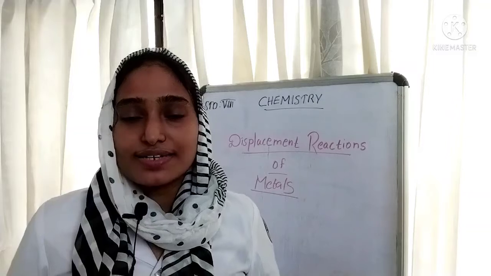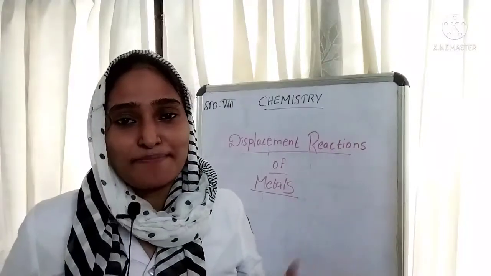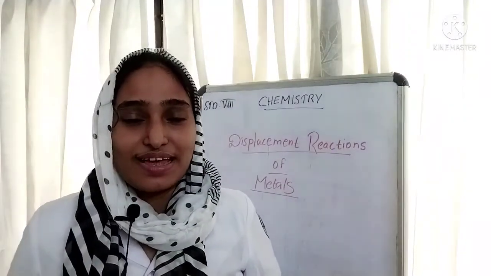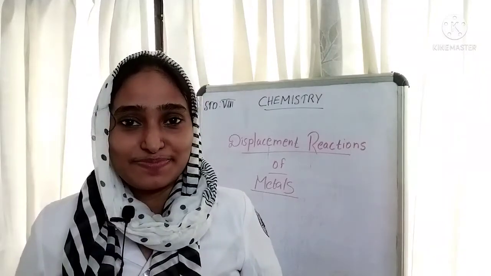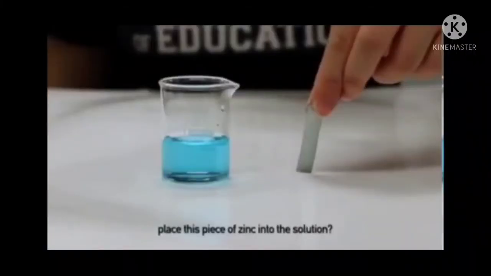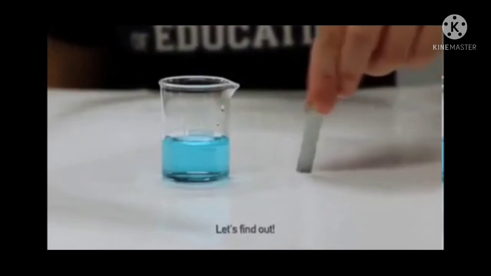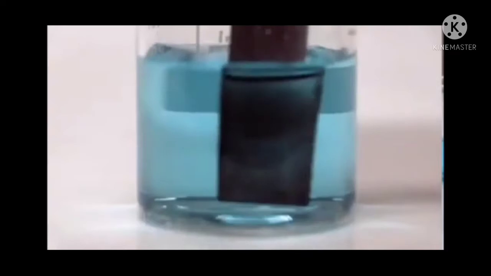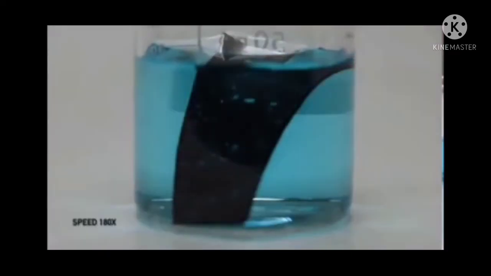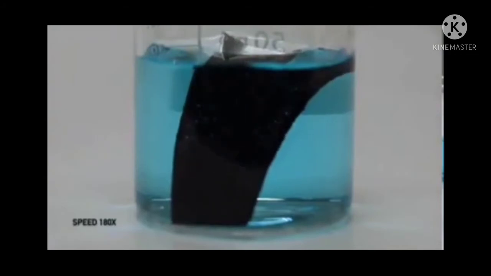Moving on to the displacement reactions of metals. Let us start with an activity. Let us do an experiment to show the displacement reactions of metals. Take a beaker containing copper sulfate solution and place a piece of zinc strip into the solution. Keep it for some time. What happens?